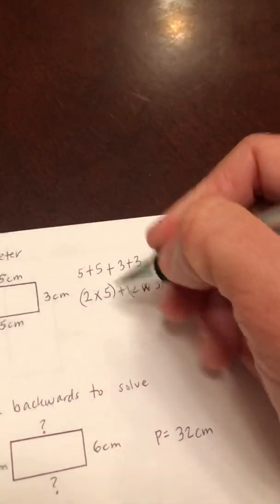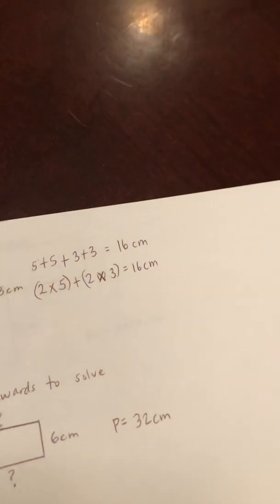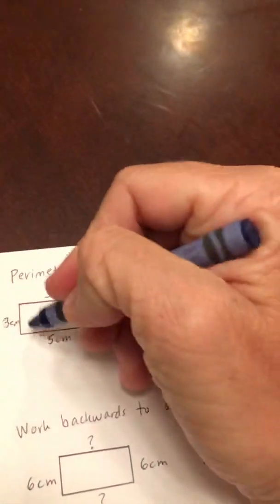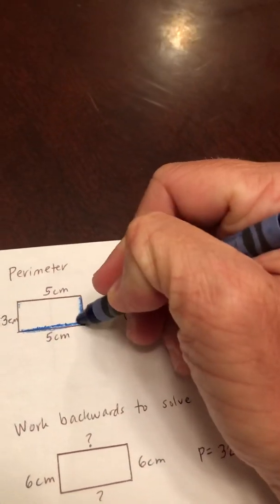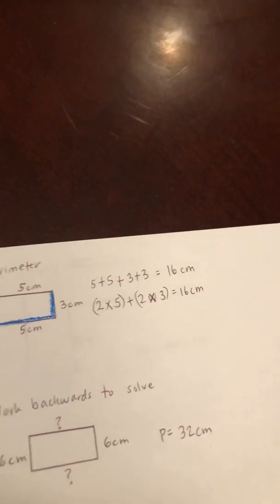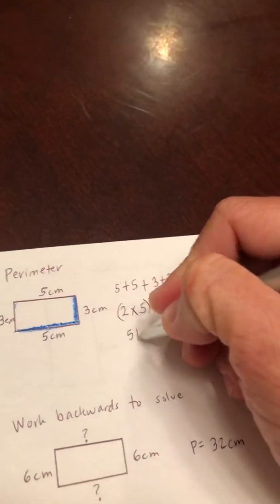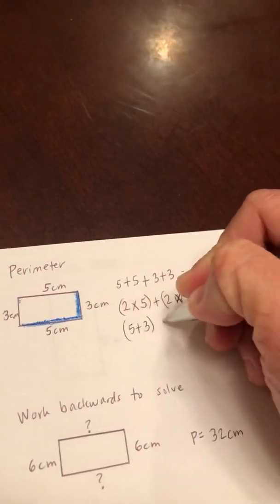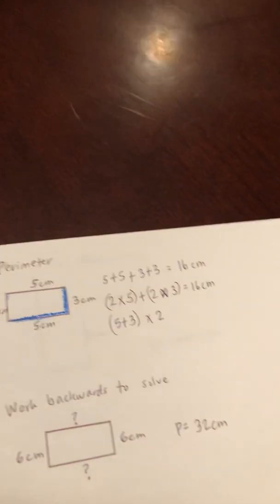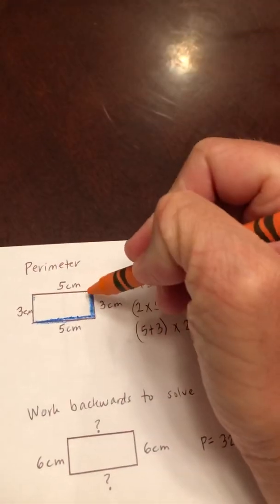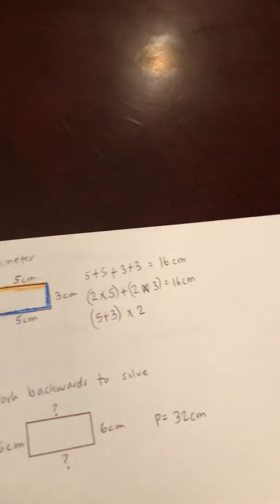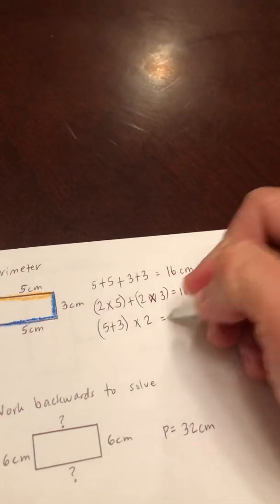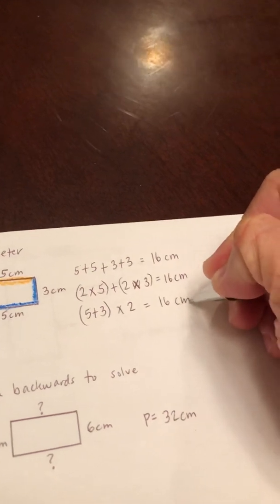Another one we could do, and this is one I actually prefer, is to add 1 width and 1 length and double that. So take 5 plus 3, and then we're going to do twice as much. So I'm adding my length and my width, and then I'm just going to say, well, if that's half of it, then I also need this other one here and this other one here. 8 times 2 is equal to 16 centimeters also.